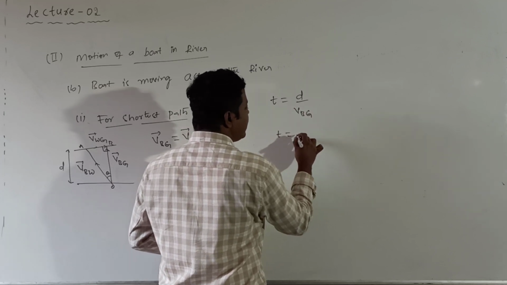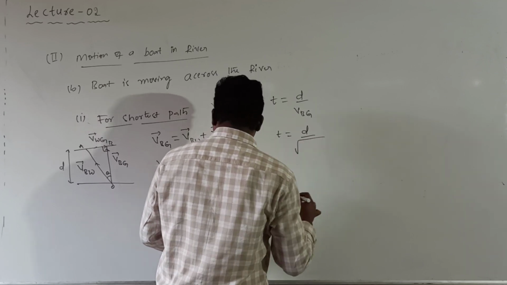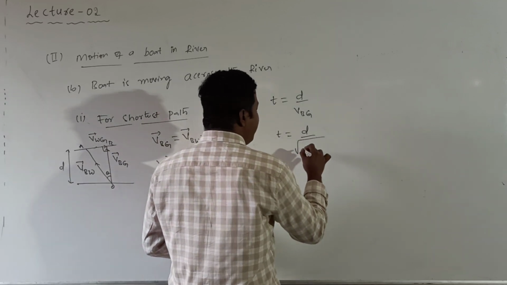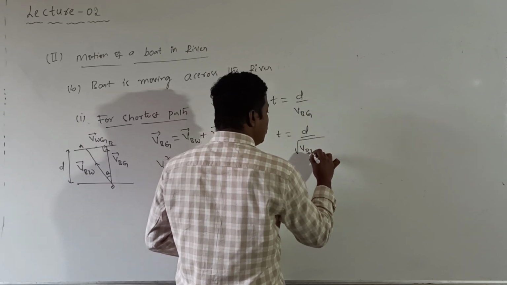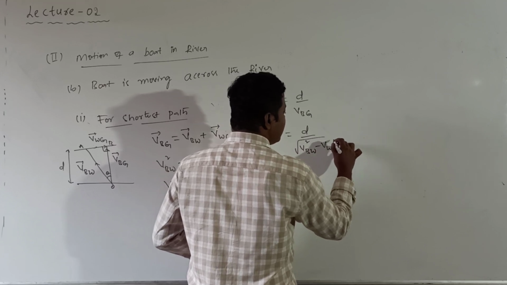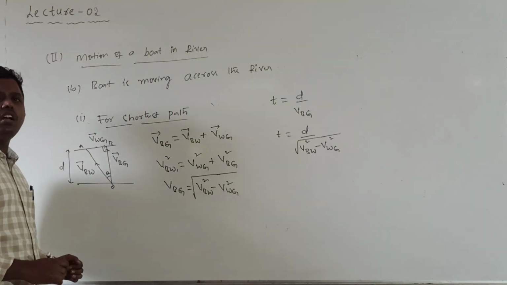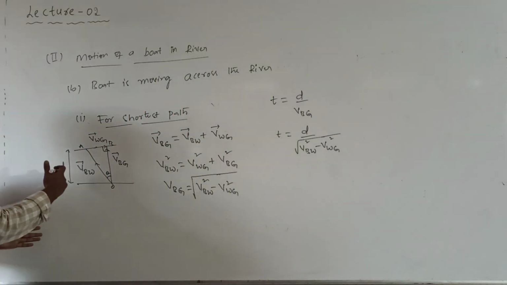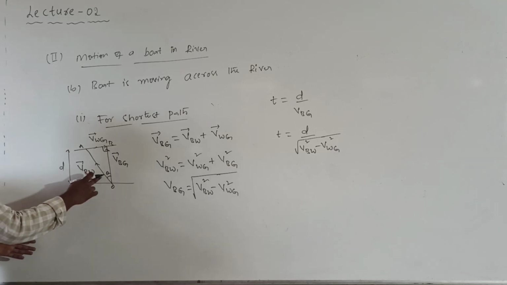So what will we get? T is equal to D divided by root over VBG, where VBG is equal to under root of VBW whole square minus VWG whole square. So this is the formula for time taken. Understood? Next, what is the direction, what is the angle with which it should be rowed? So calculate the theta value.